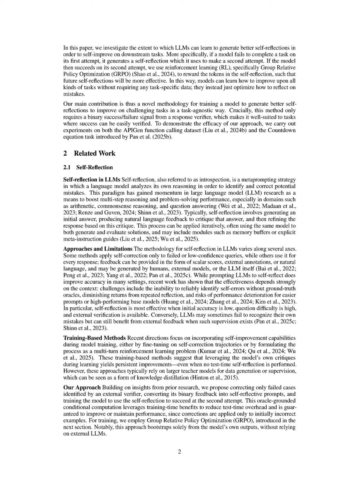If the second attempt is successful, the Group Relative Policy Optimization, GRPO, reinforcement learning algorithm is applied, rewarding only the tokens generated during the self-reflection, thereby optimizing the model's ability to self-reflect effectively for future tasks. This process allows the model to learn from its mistakes without requiring additional task-specific data, focusing solely on improving its self-reflection skills.